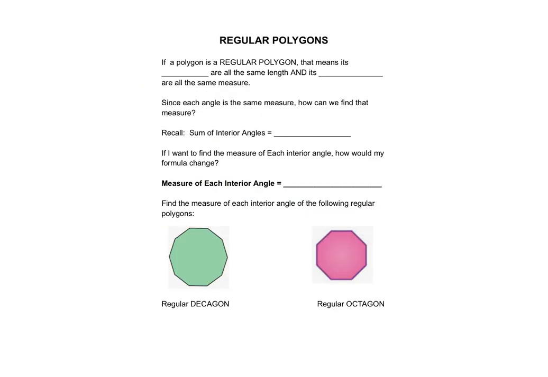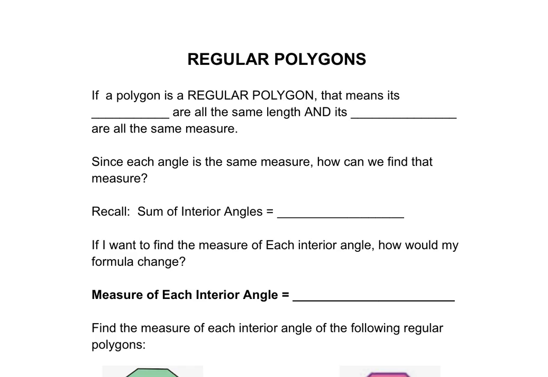Okay, second idea for today is a regular polygon. All the polygons we've talked about so far have just been polygons. I mean, nothing special about them except how many sides they have and things like that. But if it is regular, that means there's certain rules to go with it. It means that all of the sides are the same length and its angles are the same measure. So if one side is 5 inches, all the sides are 5 inches.